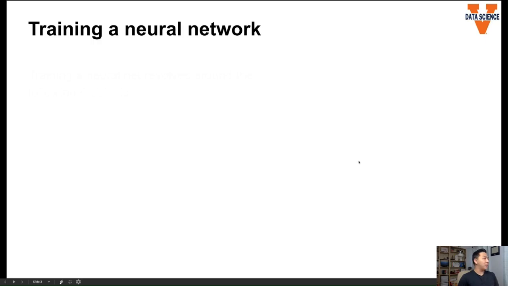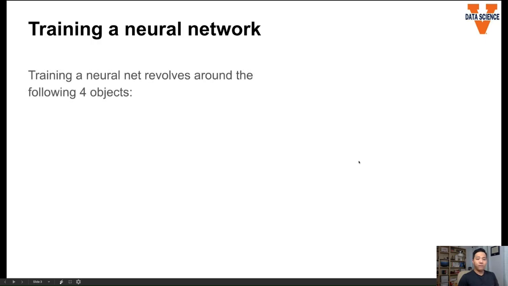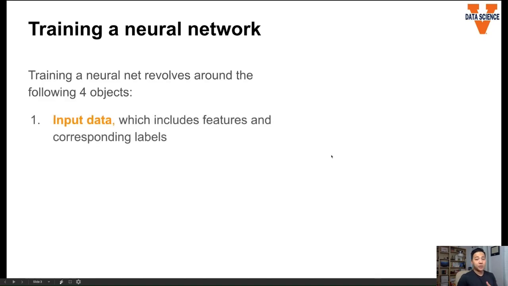The training of a neural network typically involves around 4 different objects. Remember, anytime someone asks you about training a neural network, they have to have 4 objects taken care of. Number one is the input data. This includes features and corresponding labels or values.